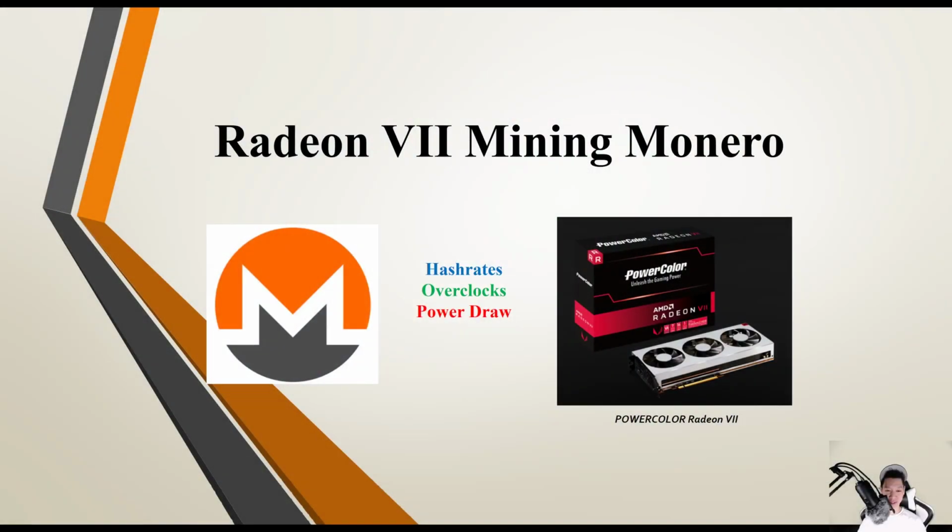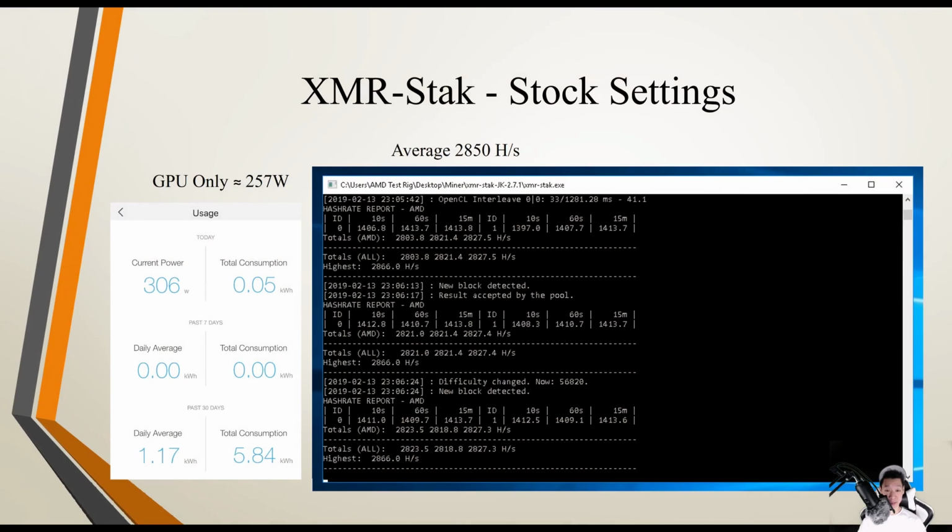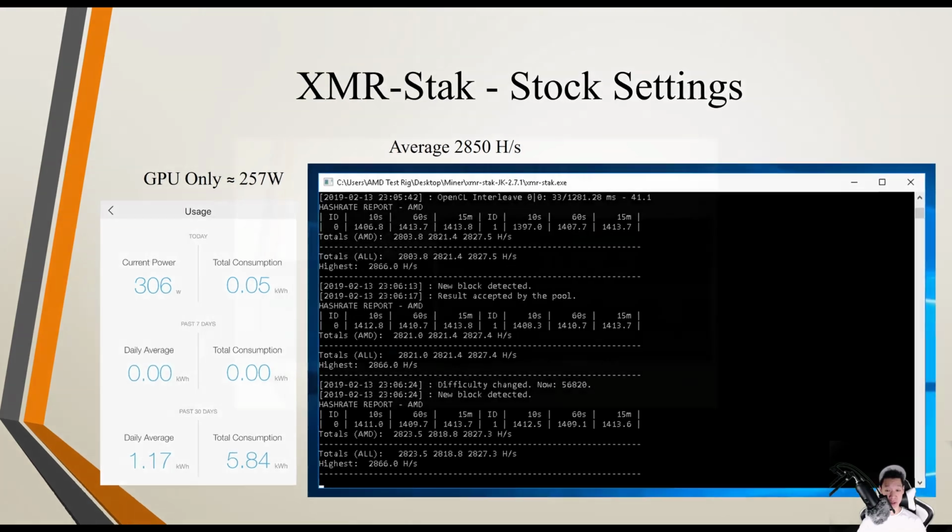All right, so I'm going to share the results mining Monero on the Radeon 7. Now, I do own the Radeon 7 by PowerColor. So this is my test bench, and my computer does idle around 49 watts. Now, using XMR-Stak on stock settings, I was averaging around 2,850 hashes per second, and my whole test bench was consuming around 306 watts, so the GPU itself was only consuming around 257 watts.